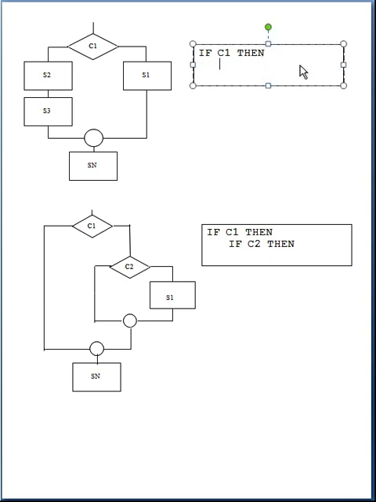This next one, if C1 then S1, done with the true side. Now, where do I put the S3? Notice that it is lined up with the S2. Right underneath it, just like it is in the picture.